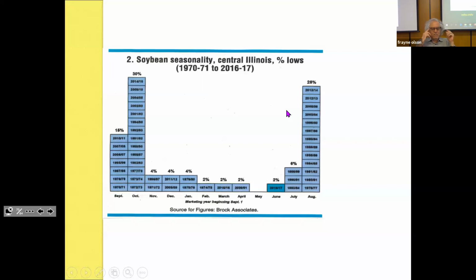In my class, I have my students go back and identify, and we do this in wheat and corn, I've never done it in soybeans, the crop years that have seasonal lows. So Brock Associates did this on soybeans. They went through every crop year by month from 1970 until current. And what they showed is 30% of the time, the seasonal lows occur in October. 28% of the time they occur in August. And in those other months, hardly ever are we at seasonal lows.